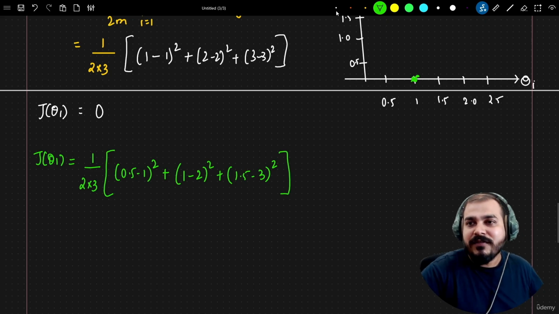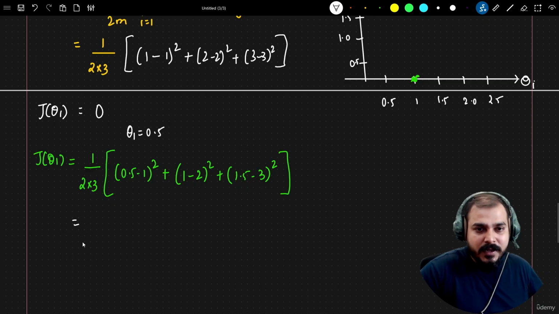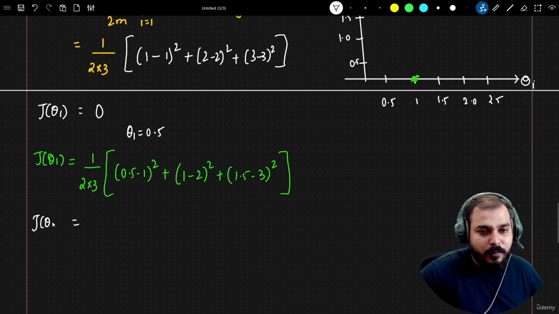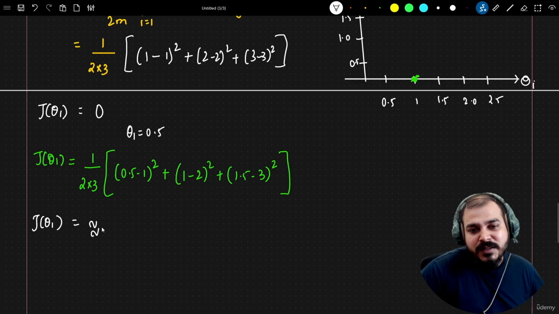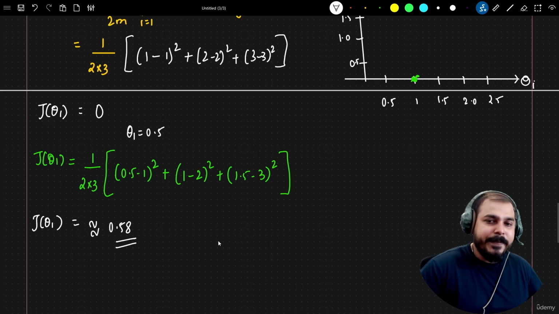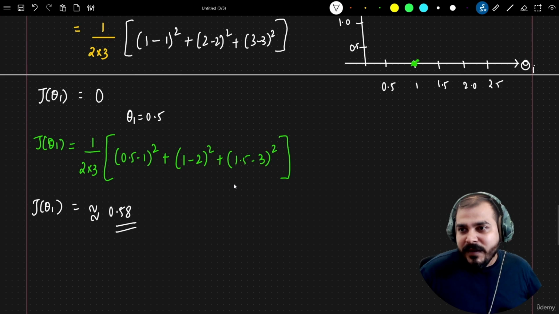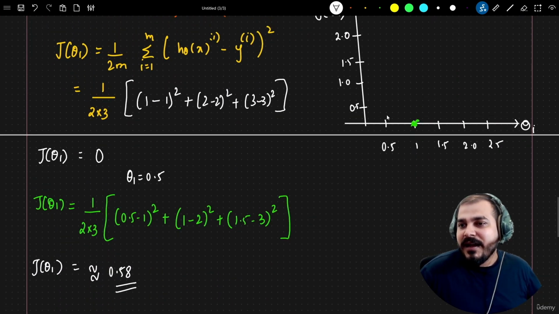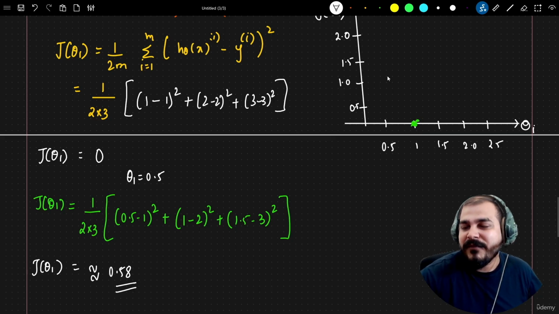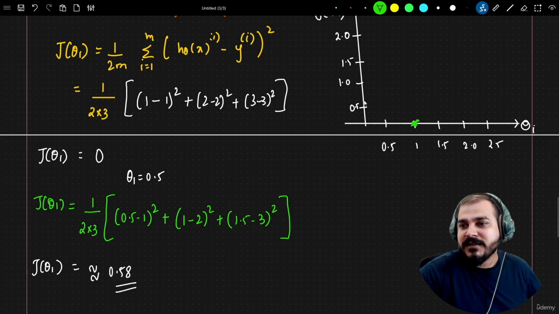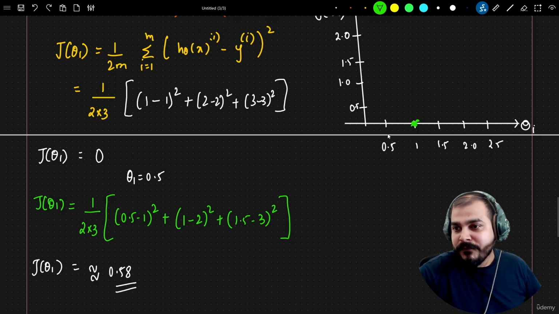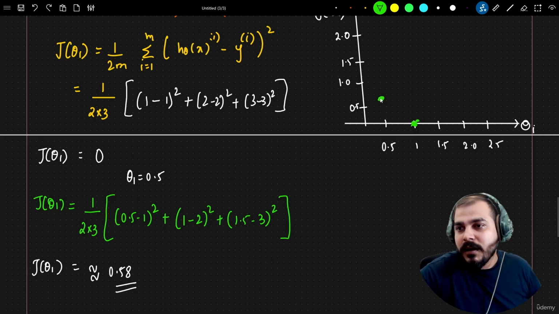Once I try to find it out, when my theta 1 is equal to 0.5, just try to compute j of theta 1. You will approximately get somewhere around 0.58, once you do the calculation. So when my theta 1 is 0.5, I get j of theta 1 as 0.58. So 0.58 will come somewhere here. I'm going to make this point somewhere here. With respect to theta 1 is 0.5, I'm going to get the point somewhere here.